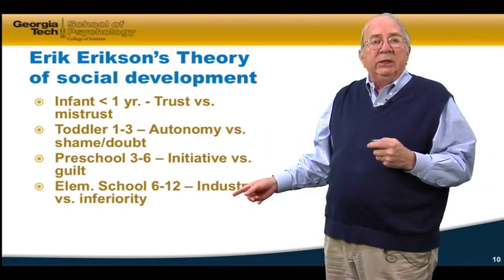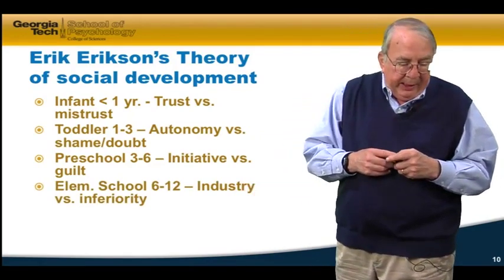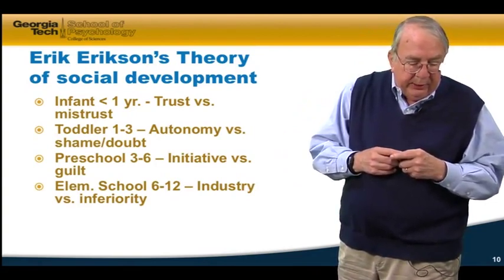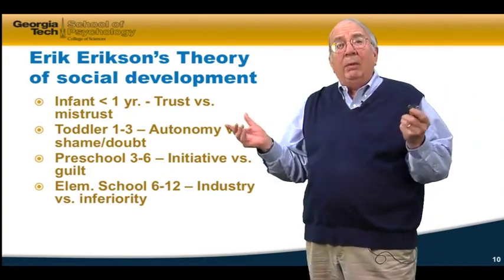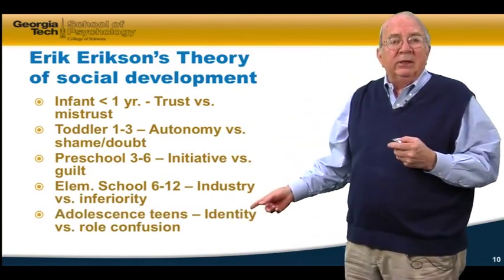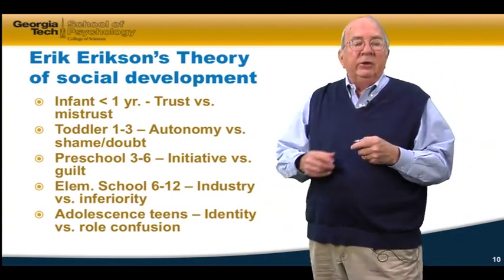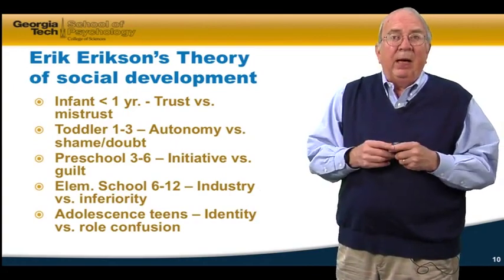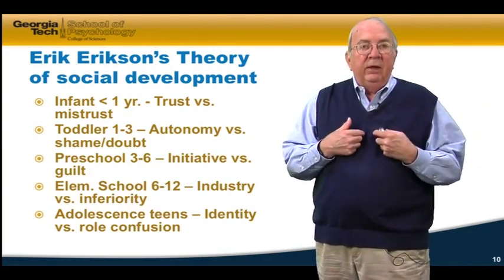Elementary school, between 6 and 12, the challenge is industry versus inferiority. And here, the child is learning to do things well, do things correctly, probably learning by the standards of others, primarily in school. Then we have adolescence, the teenage years, and here the challenge is identity versus role confusion. And the adolescent, to satisfy it positively, will develop a well-defined and positive sense of self in relationship to others.